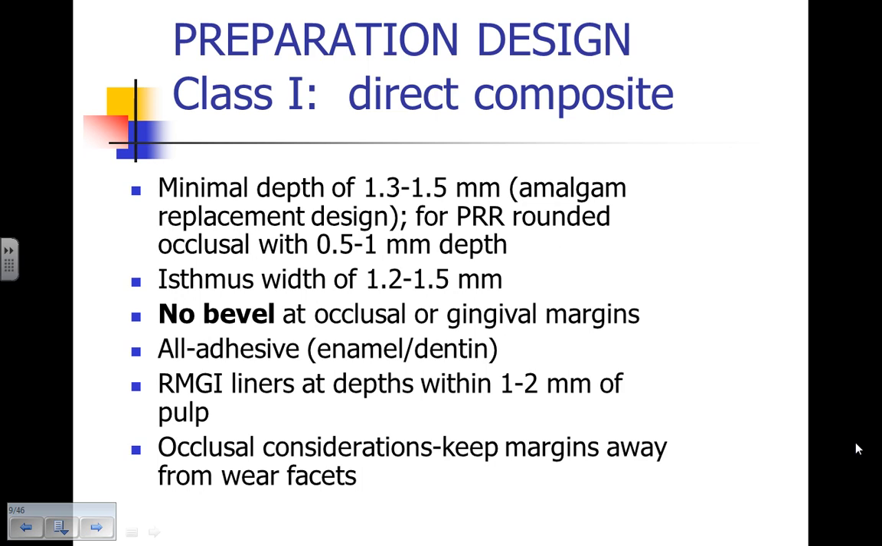We're using an etch-and-rinse adhesive, and at depths that are within 1 to 2 millimeters of the pulp, we're using resin-modified glass ionomer liners. We're always looking at occlusion, trying to keep margins away from wear facets, areas at potential risk of fracture of a cavosurface margin of composite or of premature wear.